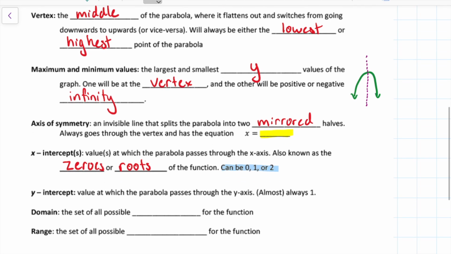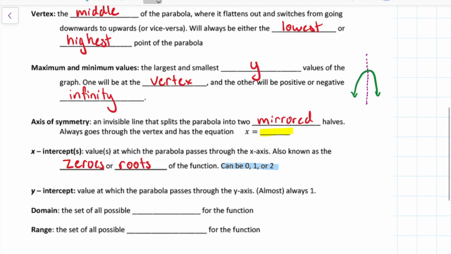Next up, y-intercept. Same idea, except it's where we cross the y-axis. There's pretty much always going to be 1. The only exception would be, again, if it's a word problem where something's got cut off. We don't care as much about y-intercepts when it comes to parabolas. They're not as useful, so you won't see them as much.